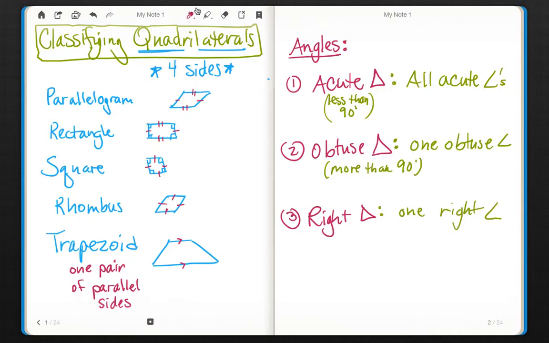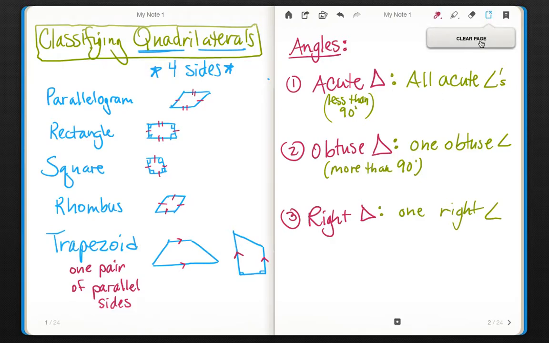And another way a trapezoid could look, you could have one that looks like this. So sometimes they have right angles on them, but again, notice it only has 1 pair of parallel sides. That one's going up that way. All right, so that's trapezoid. And okay, that's the main thing of that. Let's talk about angle measures of triangles.